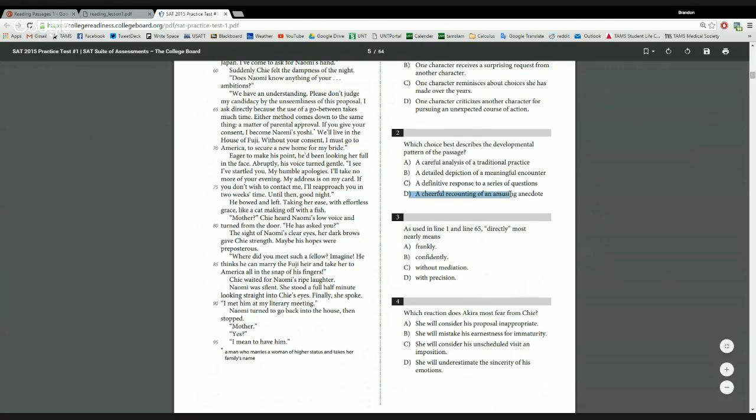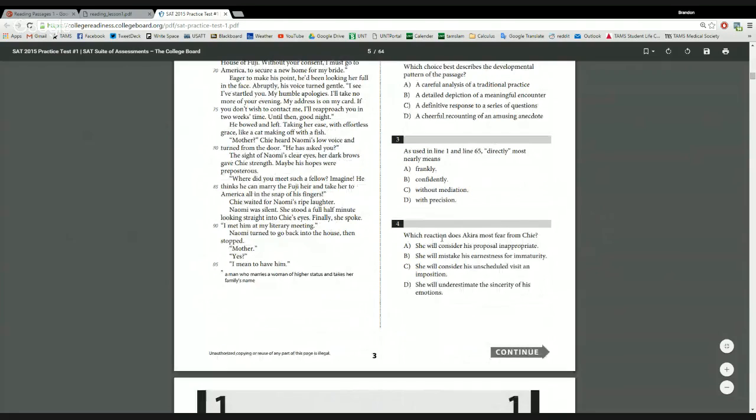D. A cheerful recounting of an amusing anecdote. The word amusing here means like happy, jokingly. That's not the case here. That's incorrect. Amusing is wrong, so it makes the whole thing incorrect. The answer is B. Okay. We've already done number three. Now we do number four.